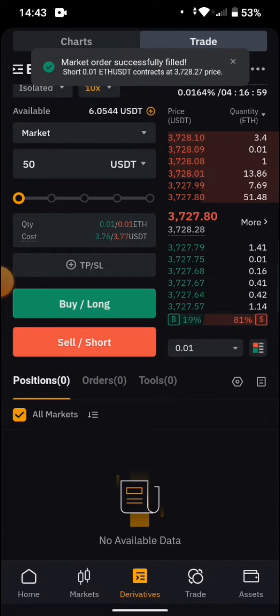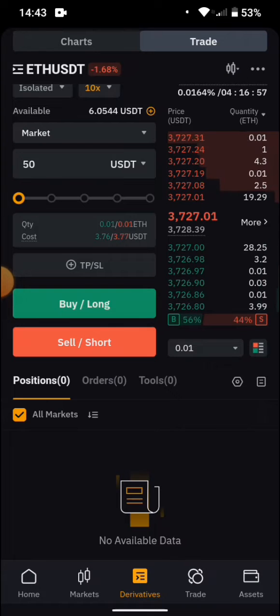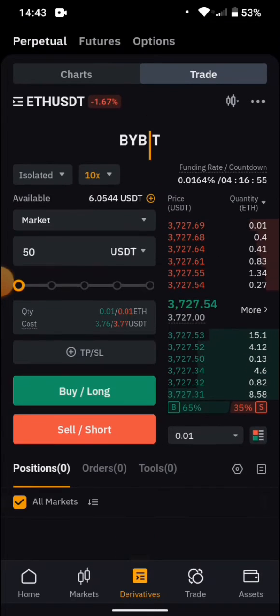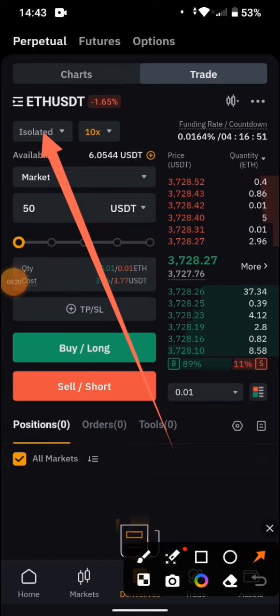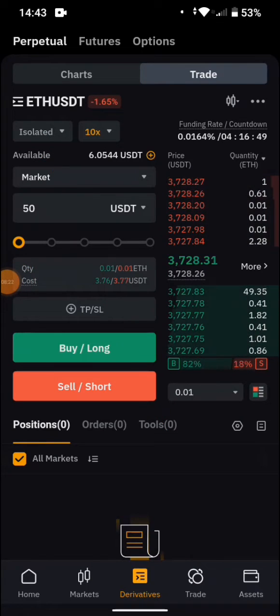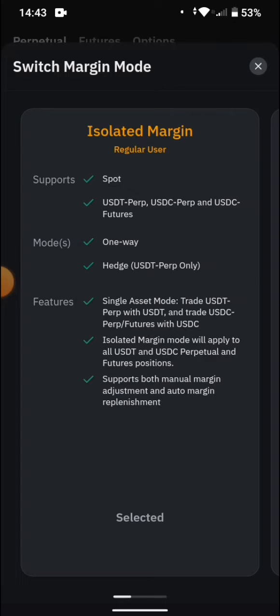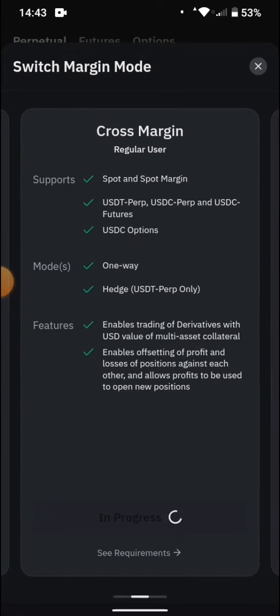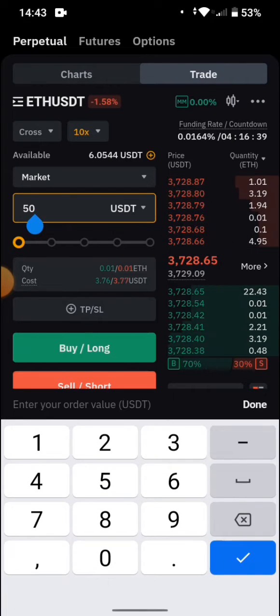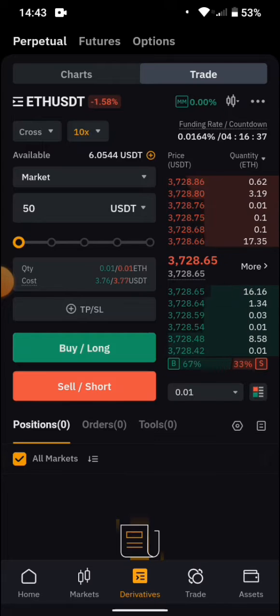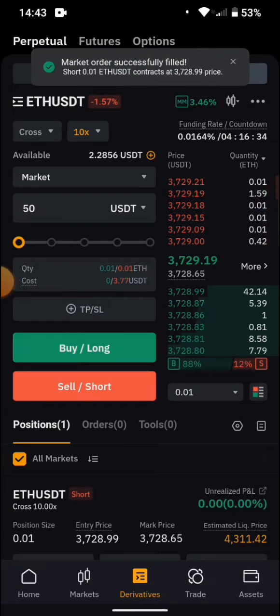Then now let's come back here. Now we are going to use cross margin. For you to use cross margin, all you need to do is come to this particular area again, tap this area, and you move and you confirm cross. Now we are going to use this same process again, but this time let's say we are going to sell. You tap in sell.